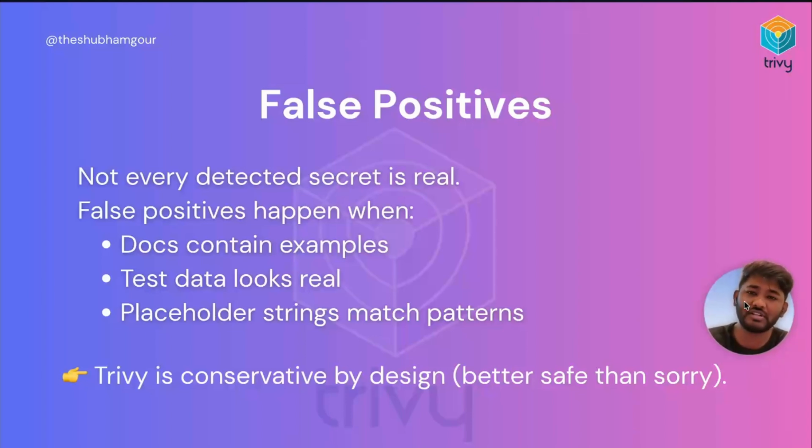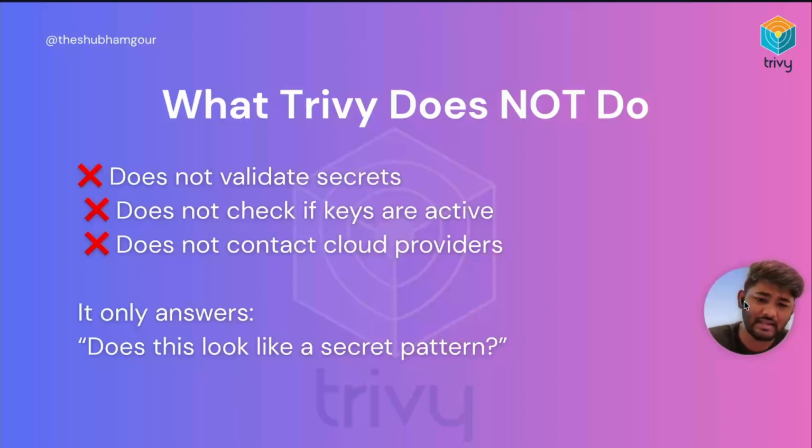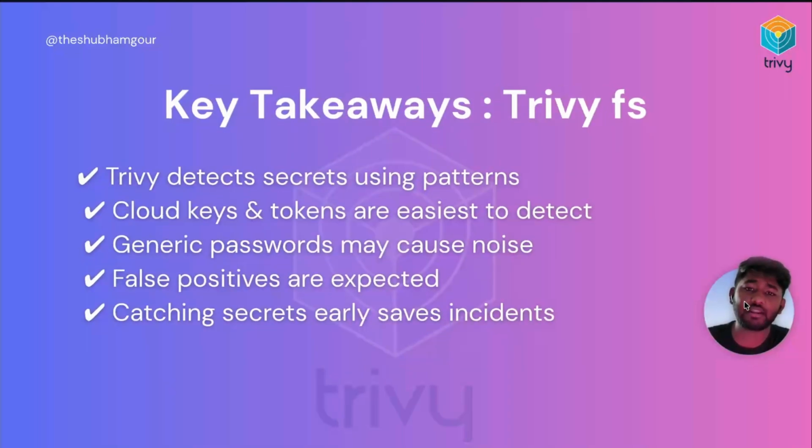So false positives can happen when the document contains examples, when test data looks like a real one, or when a placeholder string matches the pattern. Trivy is conservative by design. It is like a scanner that helps you mitigate the issue before you even push to GitHub. Better safe than sorry. Now, what does Trivy not do? Trivy does not validate secrets. It does not check if the keys are active. It does not contact the cloud provider. It only answers: does it look like a secret pattern? That's all Trivy file system does.